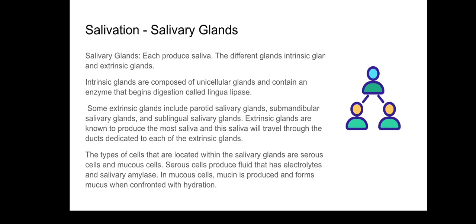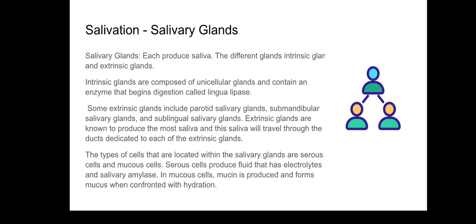The picture on the right shows three. I put that there to represent the main three extrinsic glands. It was supposed to represent like a triad thing or whatever. Oh yeah, the three extrinsic salivary glands are the parotid, submandibular, and the sublingual salivary glands. Extrinsic glands are known to produce the most saliva, and the saliva will be passed through these ducts that are dedicated to each gland.